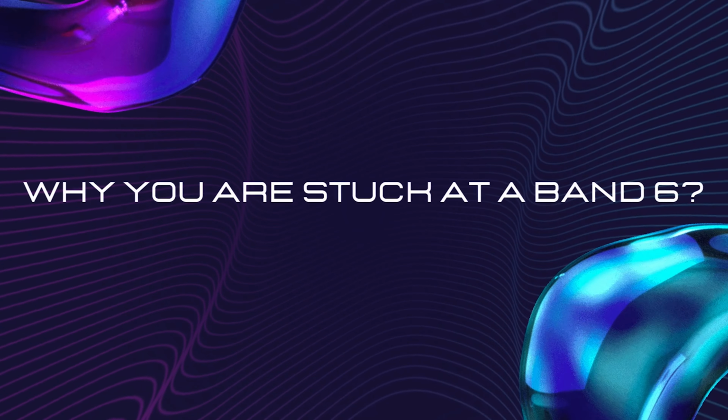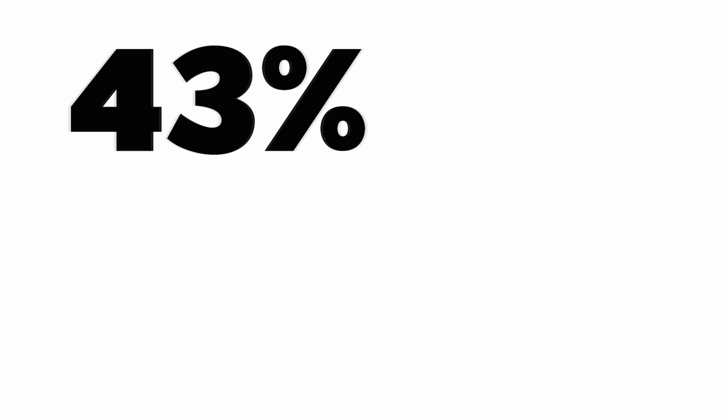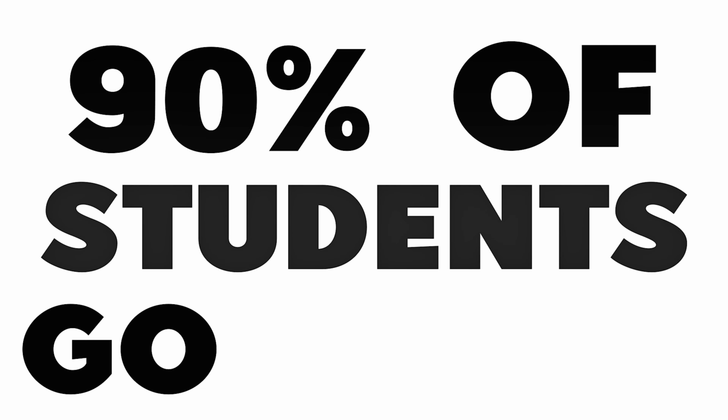Now, let's talk about why you're stuck at a band 6. And trust me, this is where 90% of students go wrong. The first big mistake: vague ideas. Most students think that they are answering the question, but actually they are scratching the surface. Let me show you that.